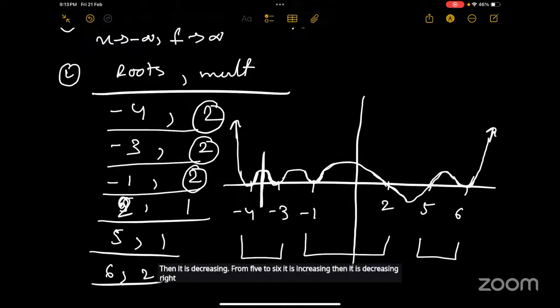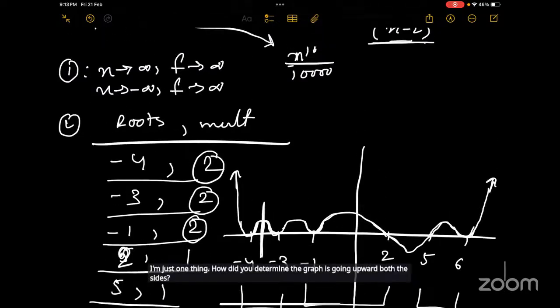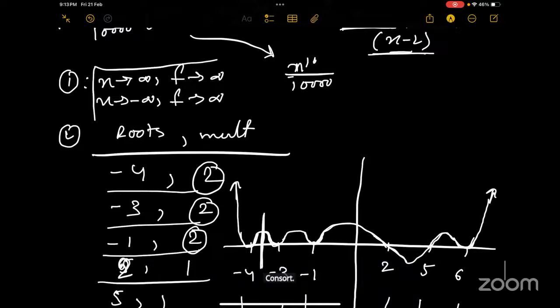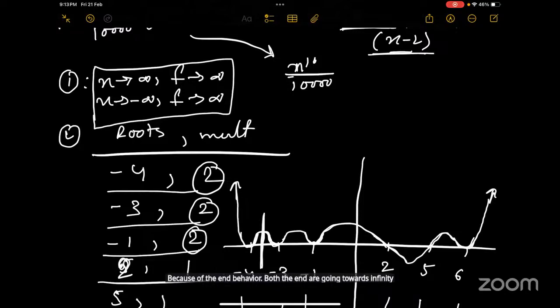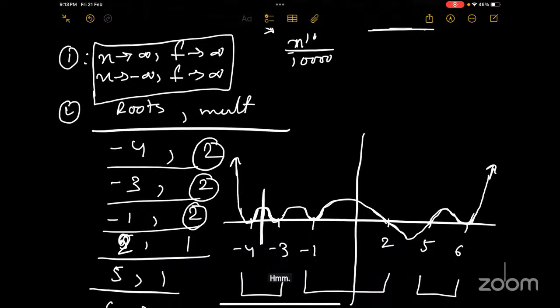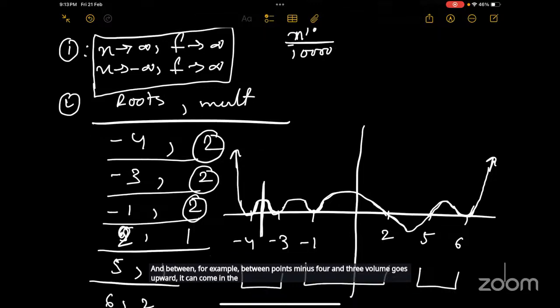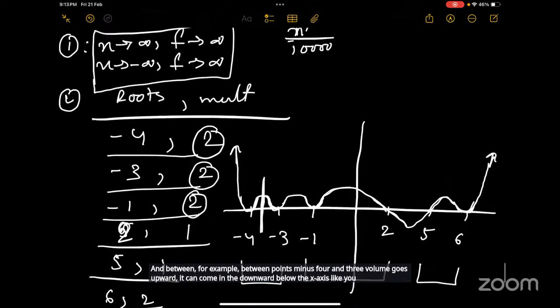Just one thing. How did you determine the graph is going upward on both sides? Because of the end behavior. Both the ends are going towards infinity, right? And we know the y-axis going toward infinity means it's going towards the positive side, right? And between points, for example, minus 4 and minus 3, why does it go upward? It can come downward below the x-axis, like we can join like that also.